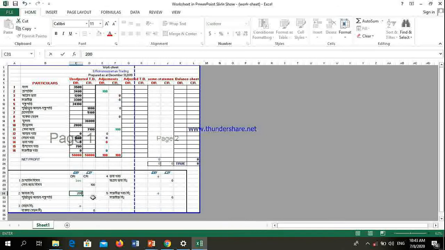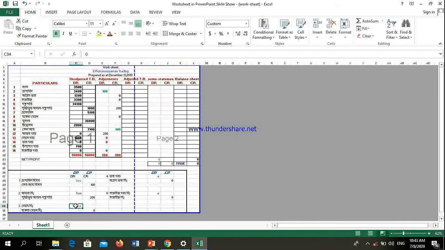200. Am I right? 200. Okay. So depreciation expenses debit. Depreciation expenses on machinery will be debit. How much amount? Taka 200. Depreciation expenses on machinery taka 200. And accumulated depreciation taka 200.